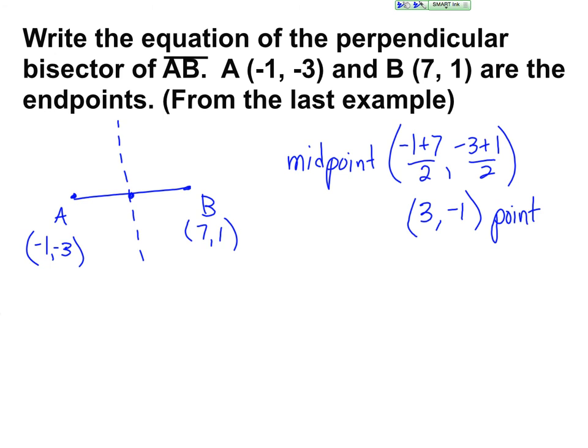What slope do we want it to have? Do you want it to have the same slope as AB? No, to be perpendicular it needs to be the opposite sign and reciprocal. So what's the slope of AB? Don't know. Gotta find it. So find the slope of AB.